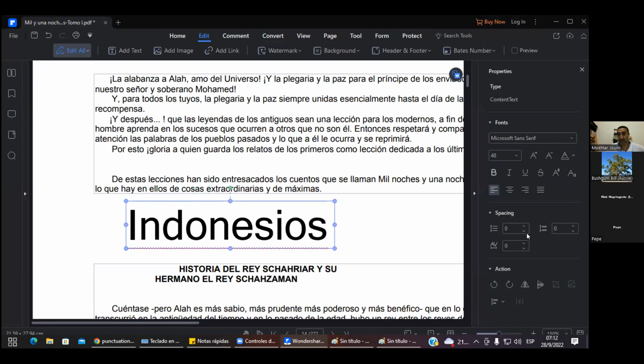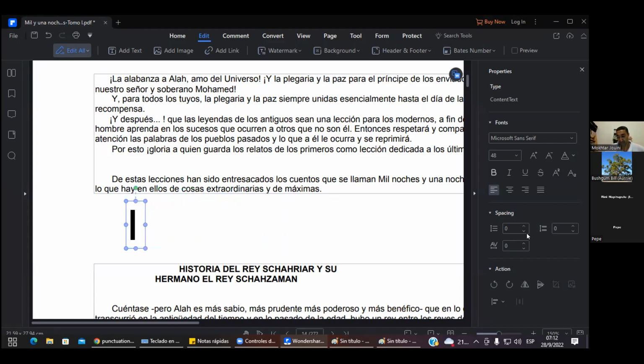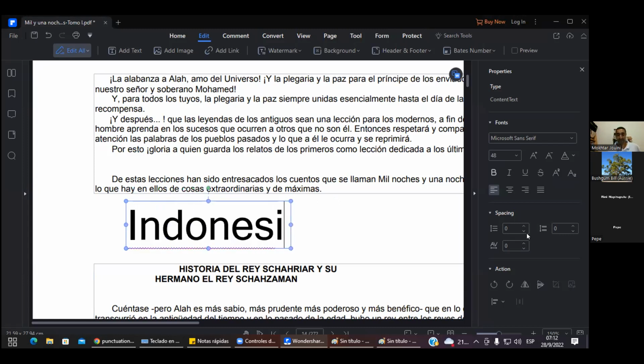This is Indonesia for the people. Yeah, Indonesia. Because we don't have too much contact with Indonesia, we don't have another nomination. Only Indonesios, or Indonesias in the feminine form.